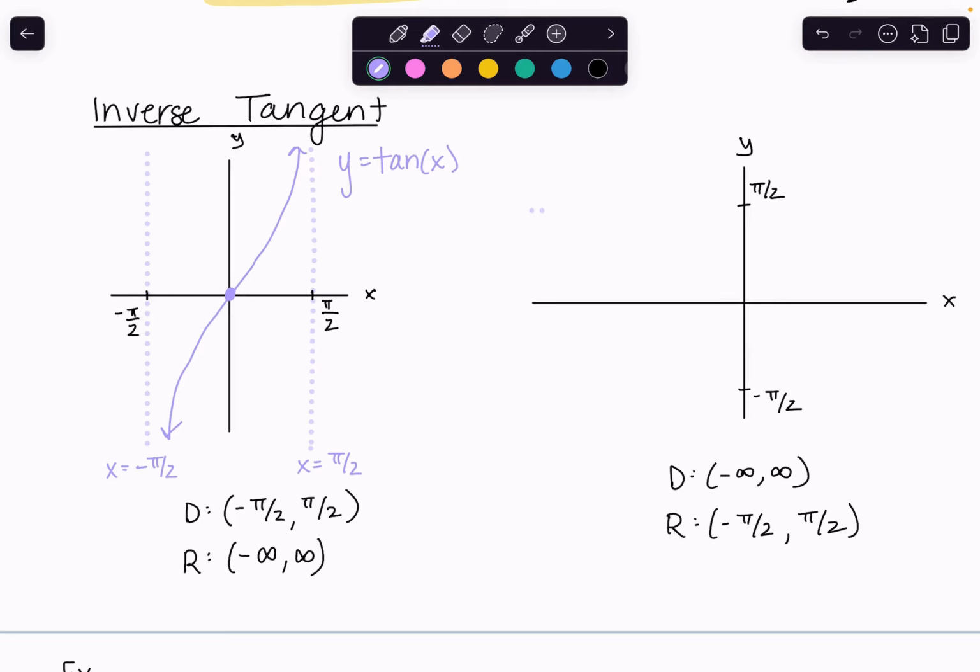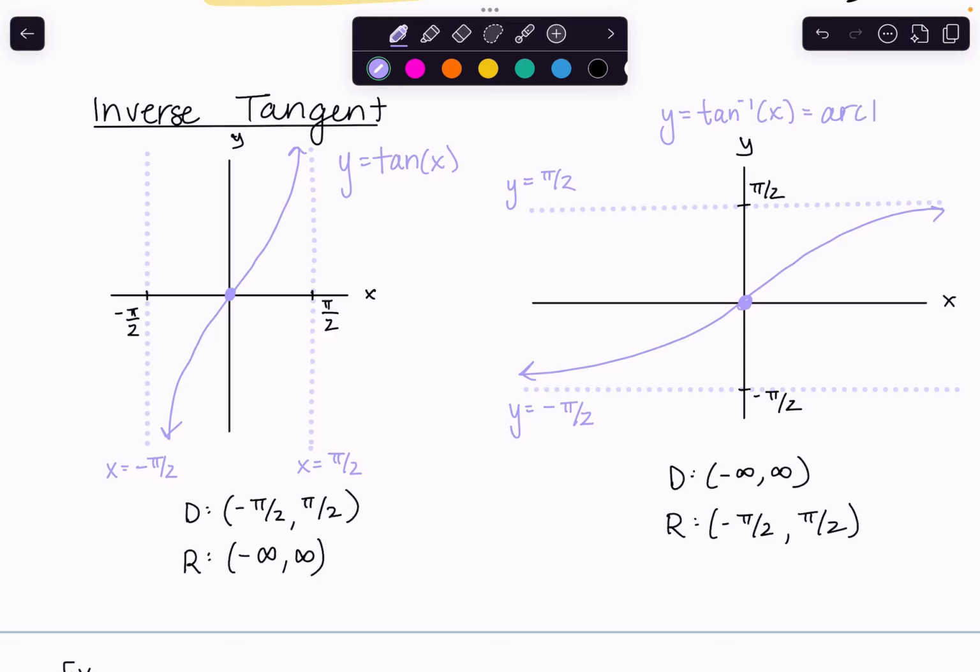So those are vertical asymptotes. Now turn to horizontal. I have one horizontal asymptote of y equaling pi over 2 and a second of negative pi over 2. You still go through (0, 0), and then you end up hugging those asymptotes. This is our graph of the inverse tangent function, which again can be represented by arctan of x.